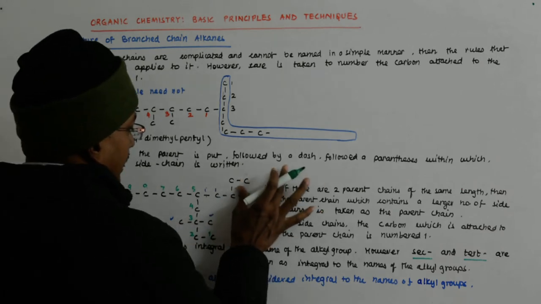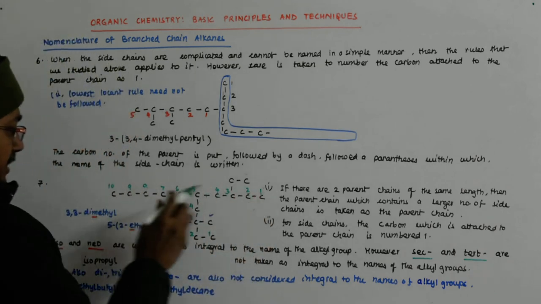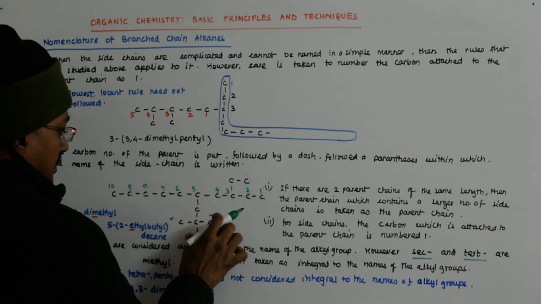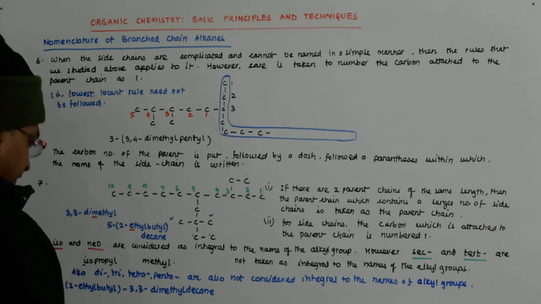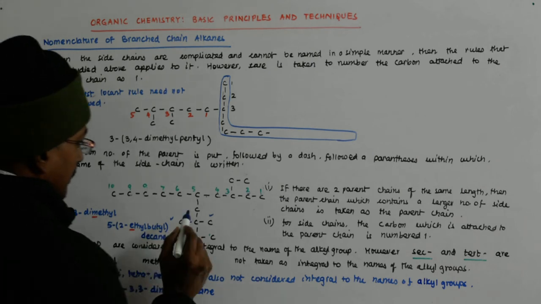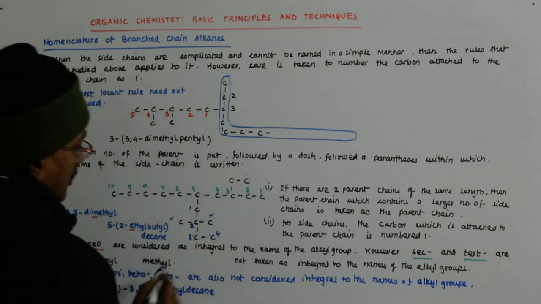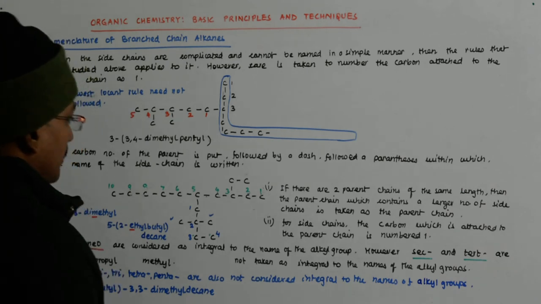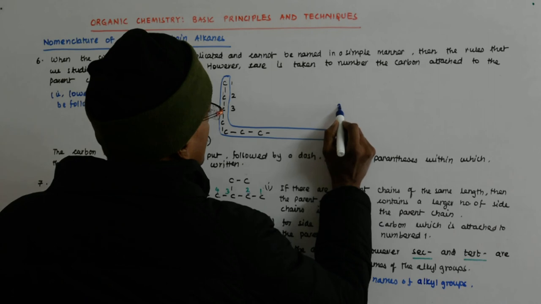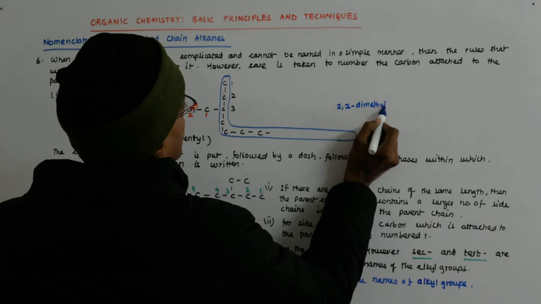Okay, so I would have taken 1, 2, 3, 4, 5, 6, 7, 8, 9, 10. This would have become a side chain, correct? And how would the side chain have been named? It would have become, say 1 had to be there, 2, 3, 4. So it is 2-2-dimethyl-butyl. No? 2-2-dimethyl-butyl.